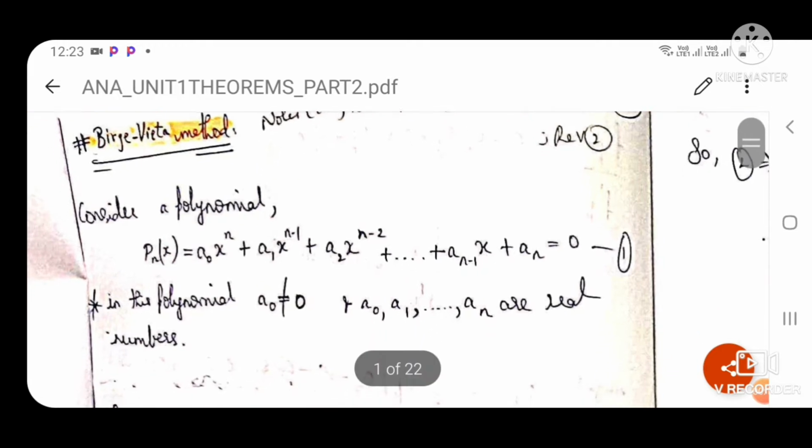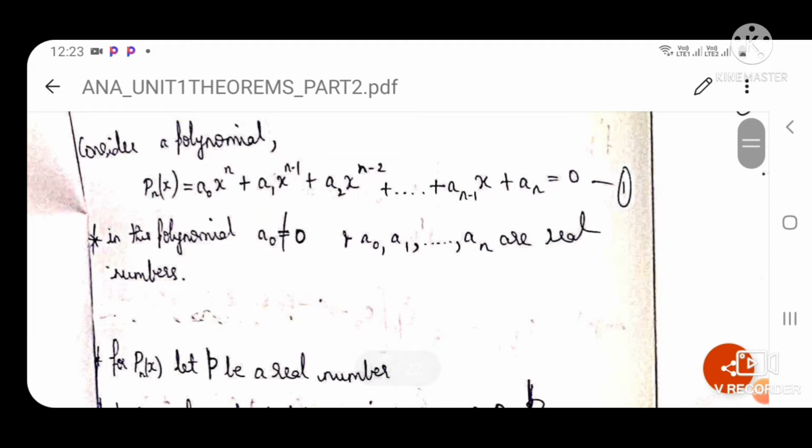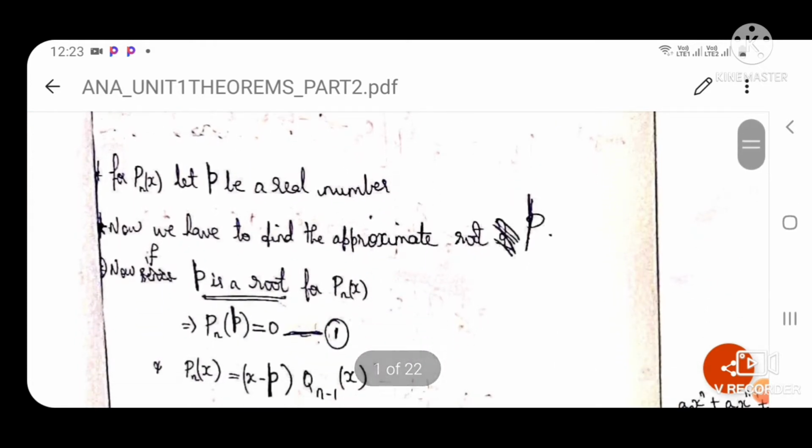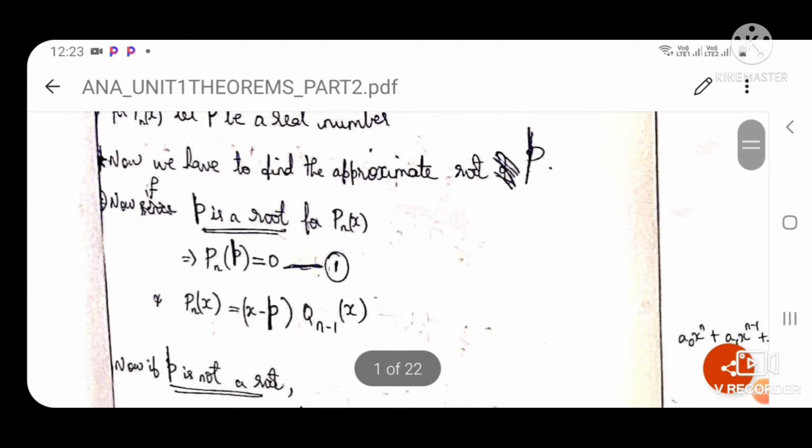So basically, you start by considering a polynomial Pn of x, which equals the RHS as given, which is equation 1. Now, in this polynomial, I want you to know that a0 will not be equal to 0, and a0 up to an are real numbers. Now, if we let p be a real number, we will also have to find the approximate root p of the polynomial Pn of x. So that's what we are doing over here.